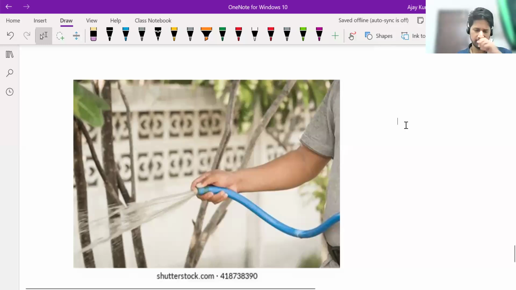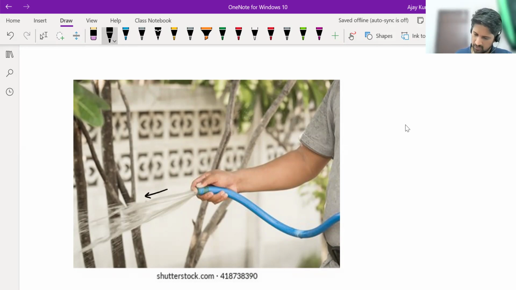Right. Consider this image. As the person has partially closed the mouth of the pipe, water flows out of the pipe with a greater velocity. So the velocity of flow here, V2, will be greater than the velocity of flow inside the pipe, V1. Okay, V2 is definitely greater than V1. Now it's a fluid, it will have some pressure. Let's say the water that has come out is at pressure P2, and the water that is inside the pipe is at pressure P1.